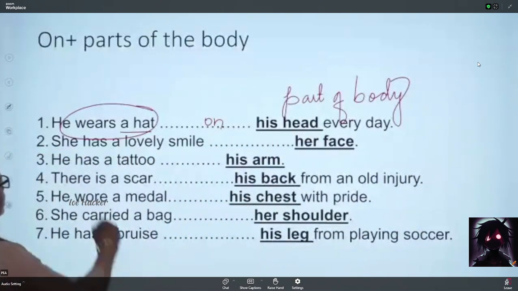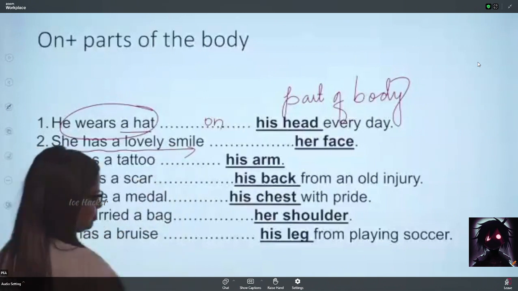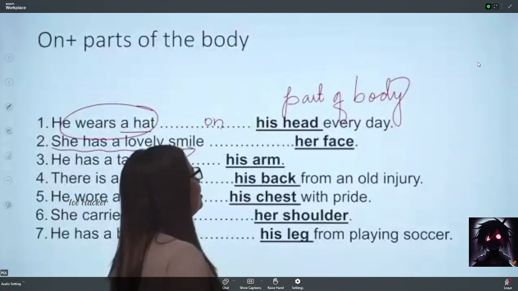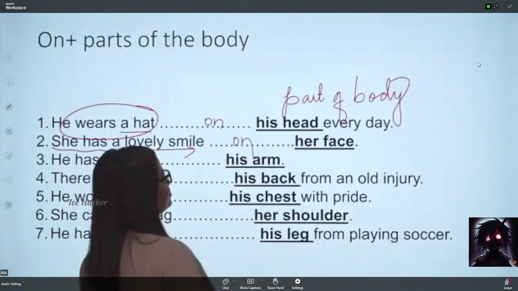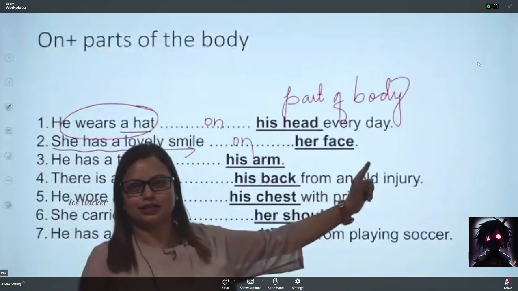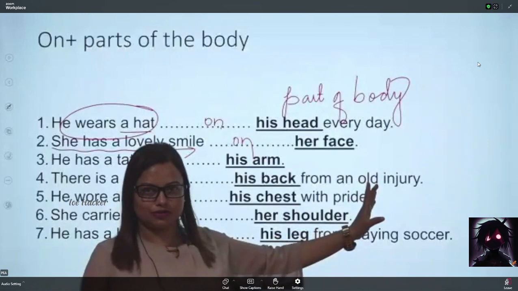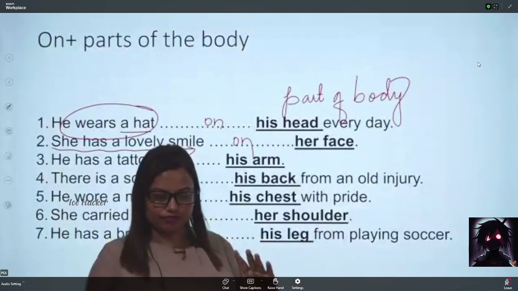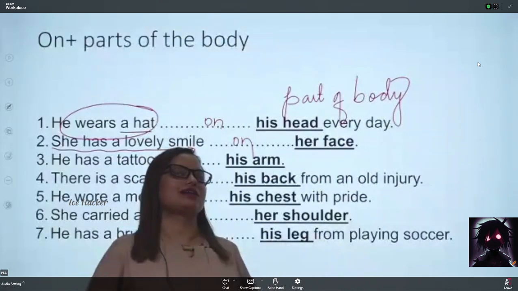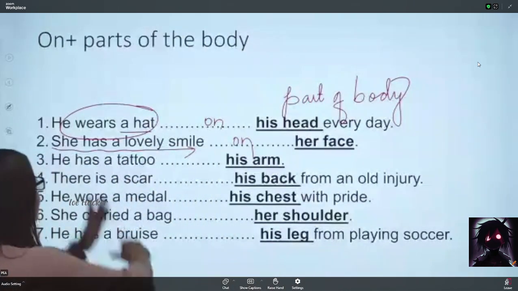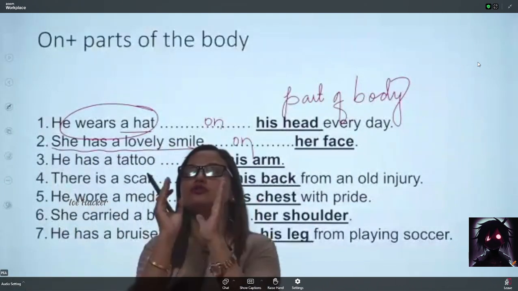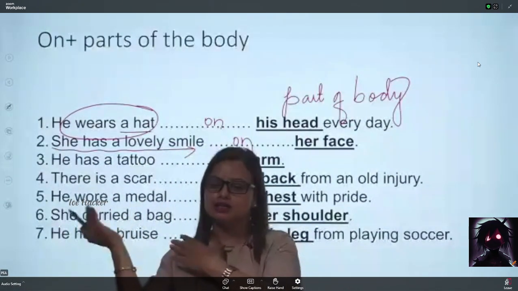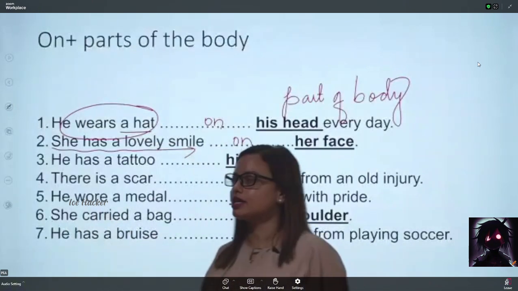She has a lovely smile. Where? On her face. So, on plus part of body. But this is not only very insightful to write on plus parts of body. There is something here. There is a fusion of two more things. You need to be careful. See the scenario. See the meaning of the sentence.